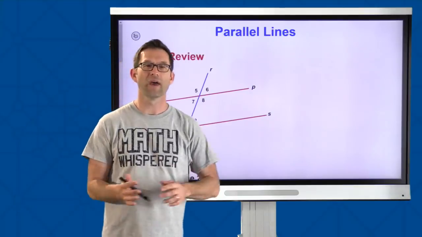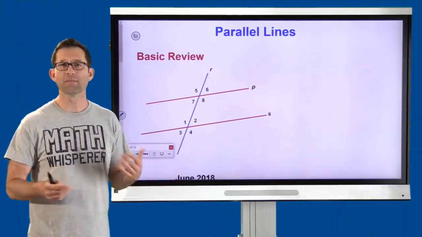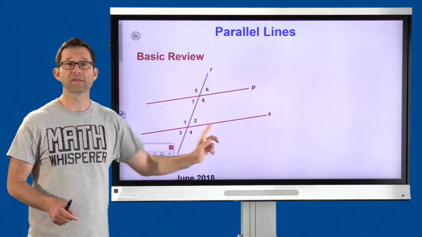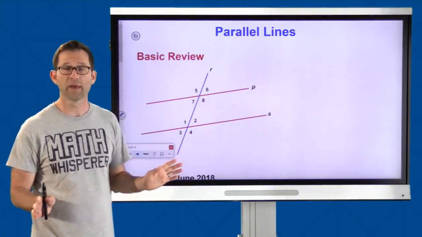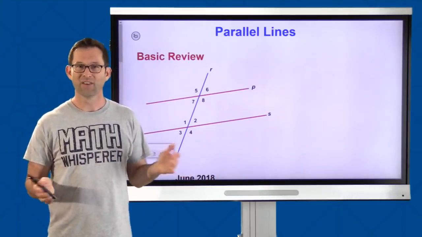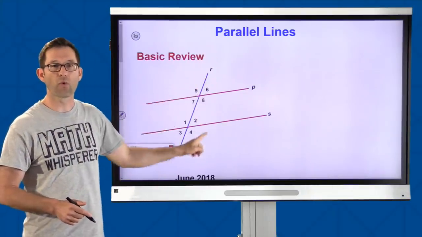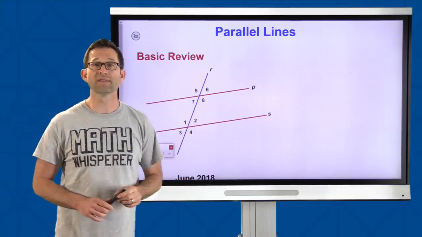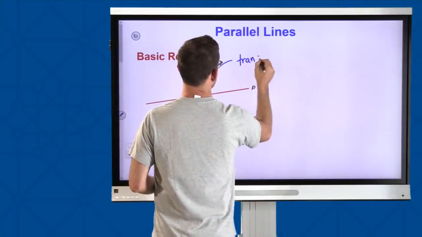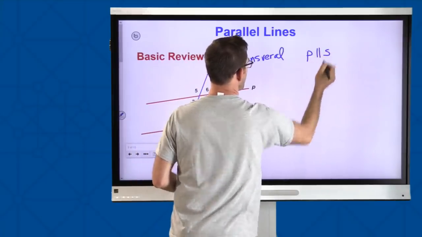Parallel lines. Okay. So first, let's talk about some basic review on parallel lines, right? We all have been seeing parallel lines for a while. These two lines in red are parallel lines, and parallel lines are lines that when extended forever will never intersect. You really want to think about them as lines that are going in the same direction, but they're not the same line. Now, when you take another line and you cross the two parallel lines, that's what's known as a transversal. So R is a transversal and P is parallel to S.